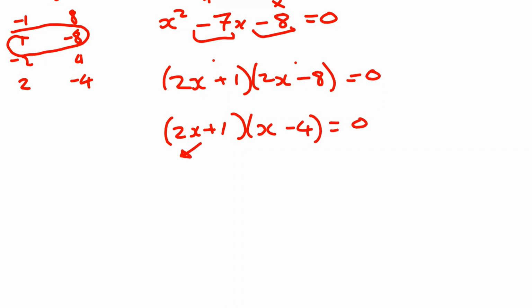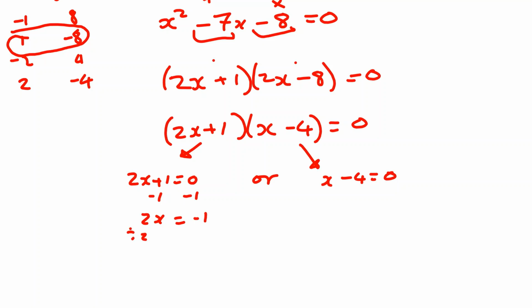So if we solve this in the normal way, one of these brackets has to be 0. So either the first is 0 or the second is 0. So we're going to solve this one. So we'll take away 1 from both sides and then divide by 2. So x is minus 1/2. Or if we add 4 to both sides, x equals positive 4.